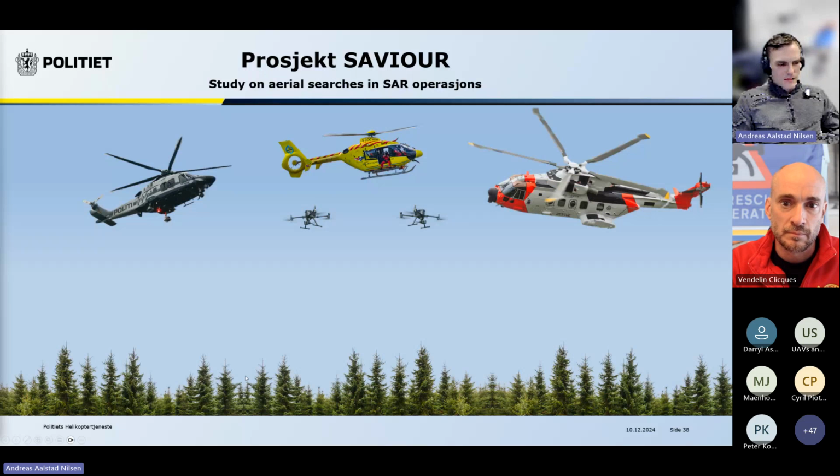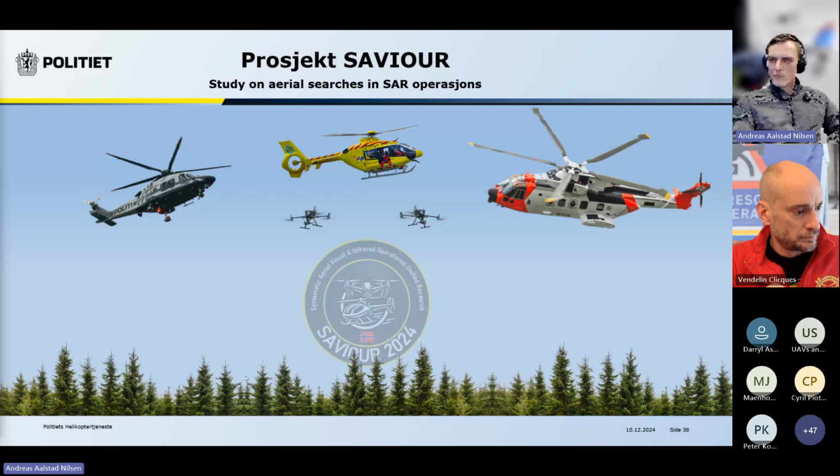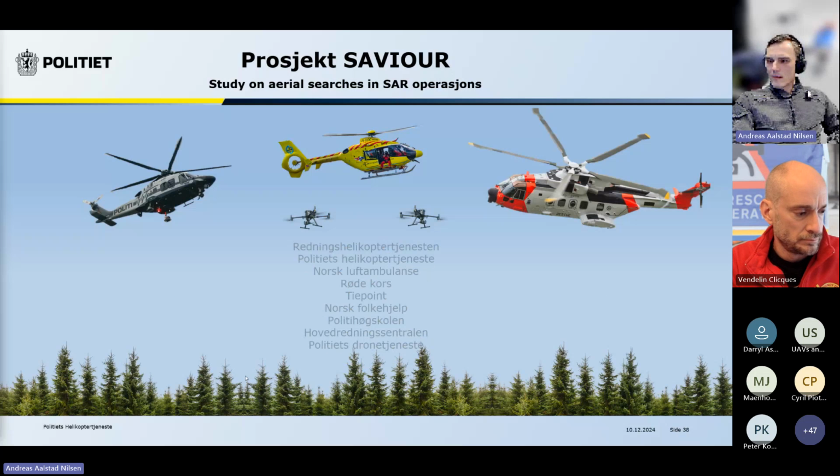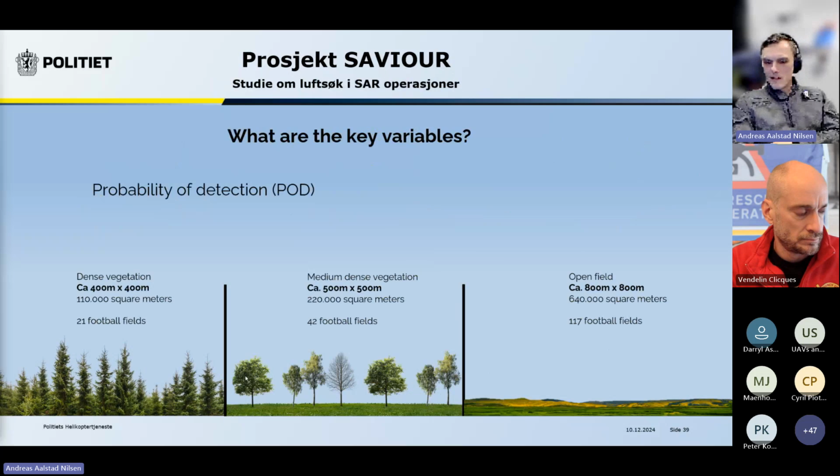I can just mention that this fall we did a big study involving helicopters and drones in Norway, police helicopters, search and rescue helicopters, and drones from both police and volunteers. We did a big study on how big of a probability of detection each air asset has and how much time they use to cover standardized vegetation areas. So they were given the task to find a large number of missing subjects in both dense vegetation, medium dense vegetation, and an open field.